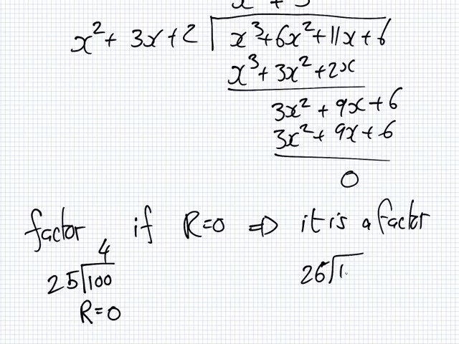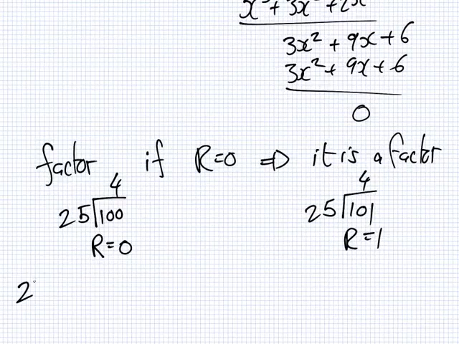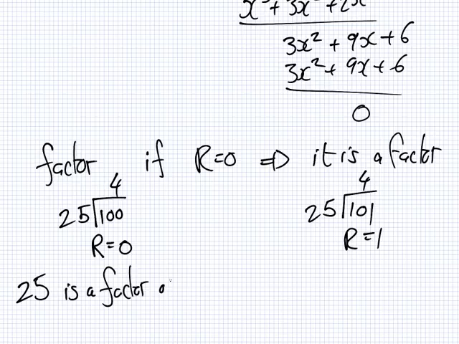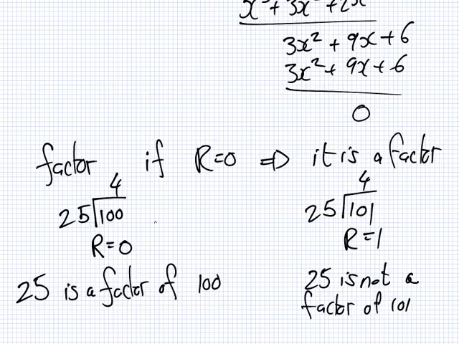26 into 100. Well, no, I'll do it easier. 25 into 101 goes 4 times, and the remainder is 1. So for vocabulary, we say 25 is a factor of 100. And here 25 is not a factor of 101. So in other words, the word factor means the remainder should be 0 when you divide. Here the remainder is not 0, so that's why we say it's not a factor.